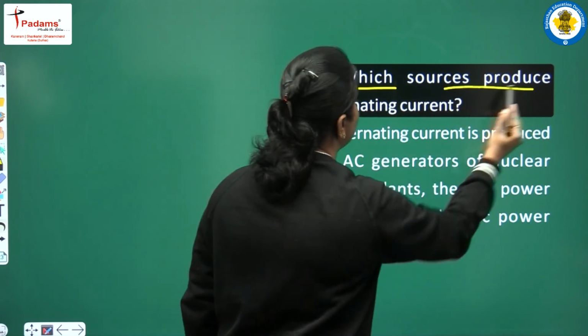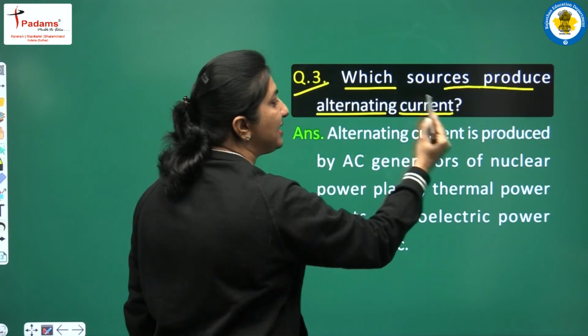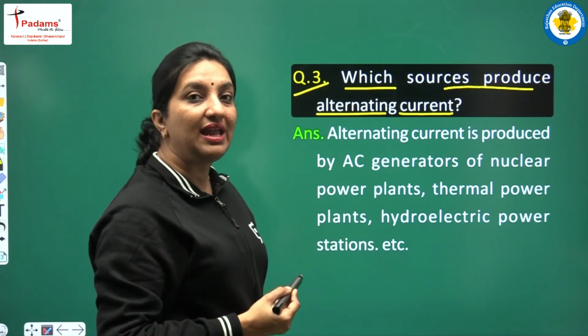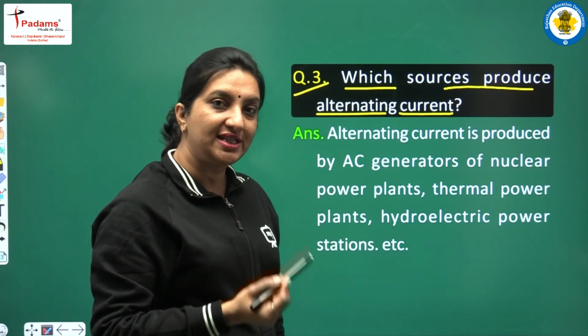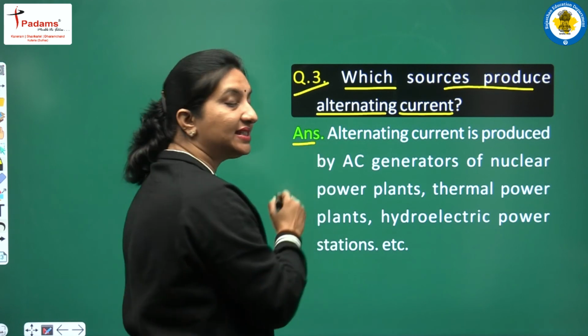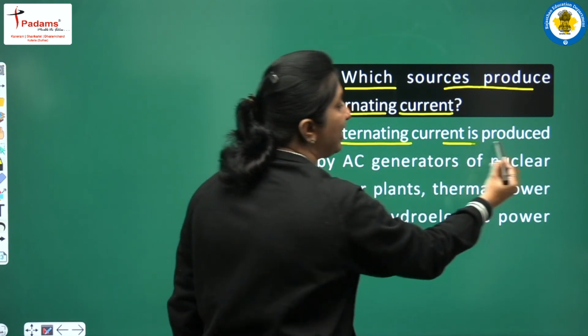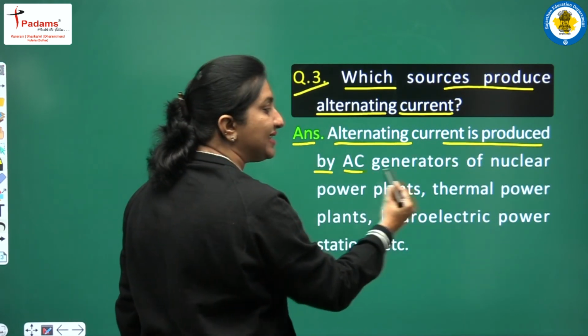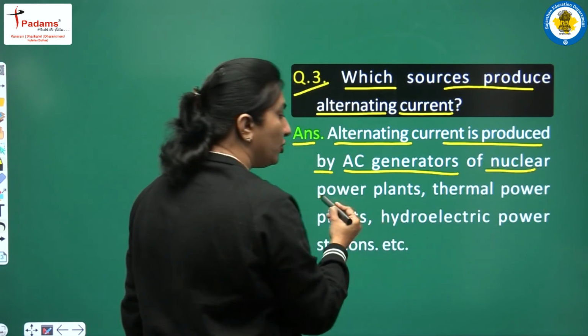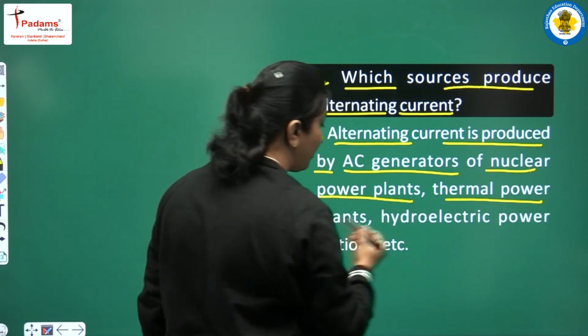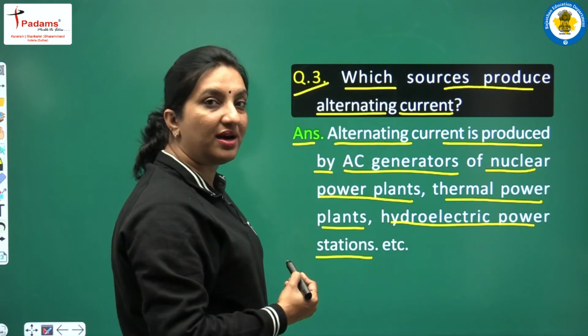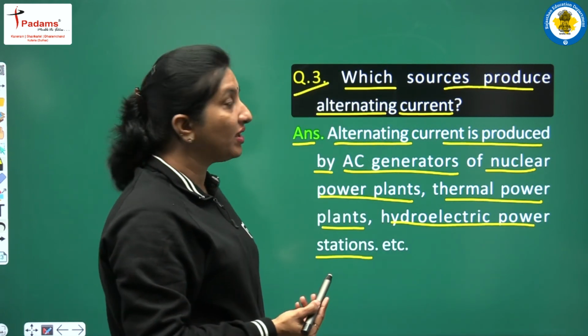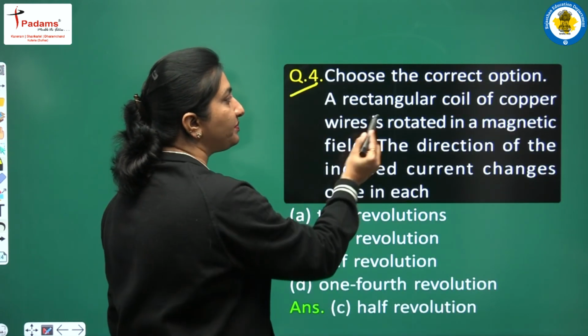Which sources produce alternating current? So, we have to give the names of sources of alternating current. So, we will write the answer like this students. Alternating current is produced by AC generators of nuclear power plants, thermal power plants, hydroelectric power stations, etc. Now, let us see the next question.